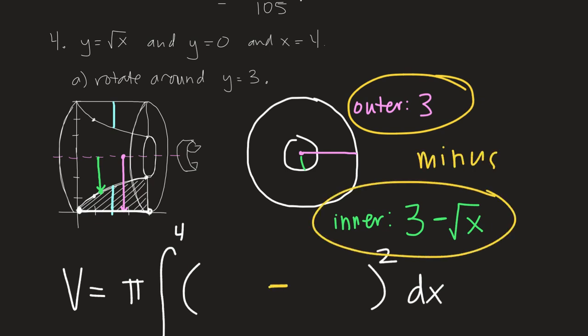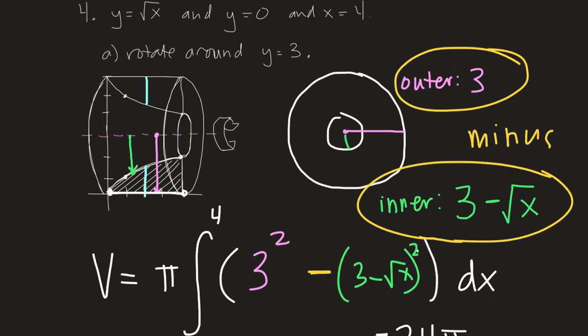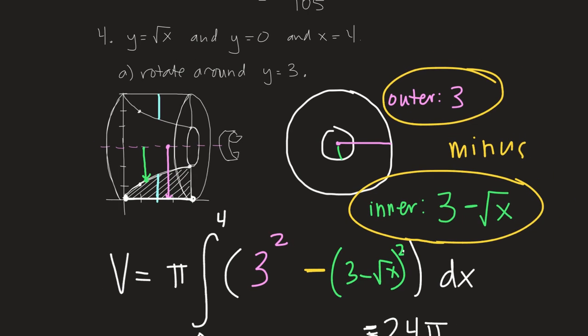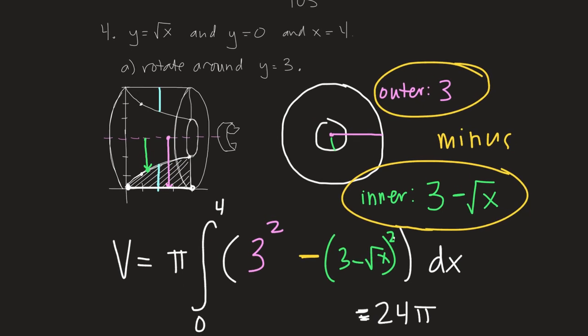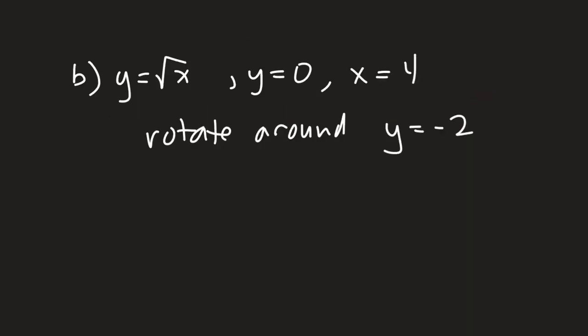The outer radius squared minus the inner radius squared. It's always pi r squared. So the outer radius is 3, squared, minus 3 minus root x, squared. So here we have 24 pi as the answer. Okay, well, let's look at part B. That's a little bit different.